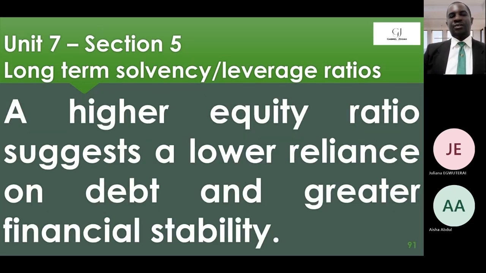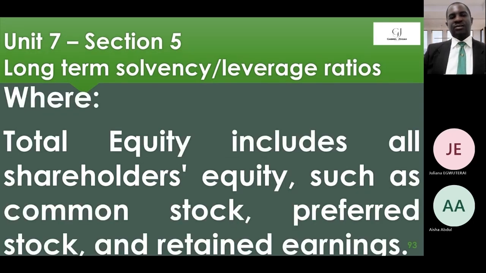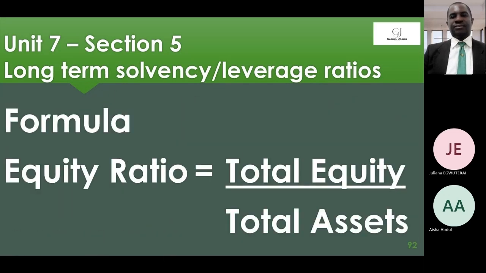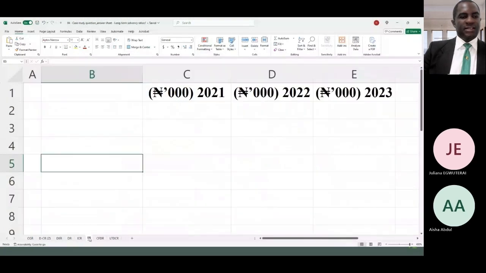A higher equity ratio suggests lower reliance on debt and greater financial stability. This is the formula: total equity divided by total assets. Total equity includes common stock or common shares, preferred stock, retained earnings, reserves, and share premium, and total assets is current and non-current. Very simple. Okay, so let's calculate fast.